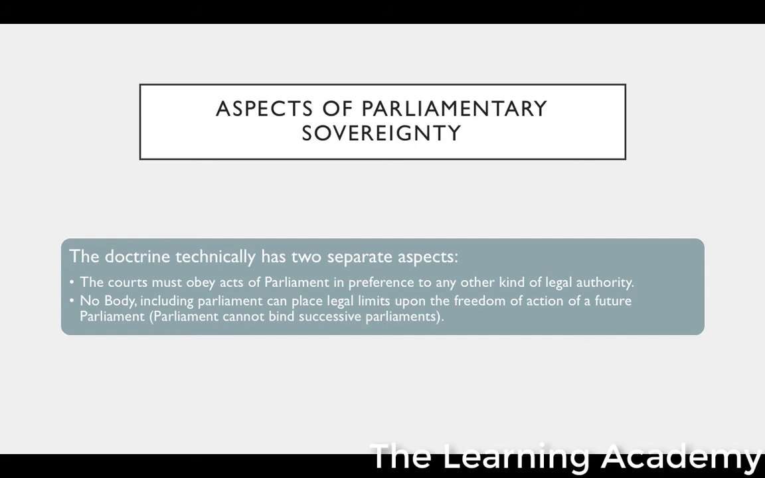The second relates to Parliament itself, that no body, including Parliament, can place legal limits upon the freedom of action of a future Parliament. Effectively, the current Parliament that we have now, although prorogued, couldn't pass a law that binds a successive Parliament. Every single successive Parliament can create laws that outdate the ones from a previous Parliament, effectively.